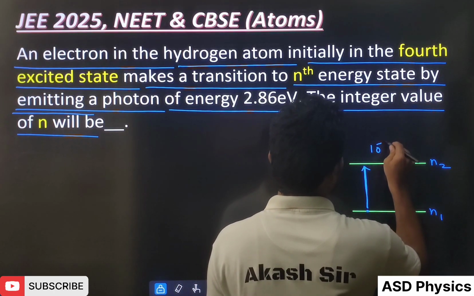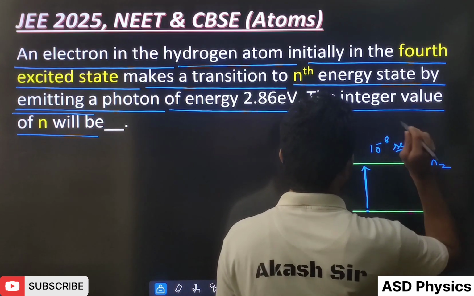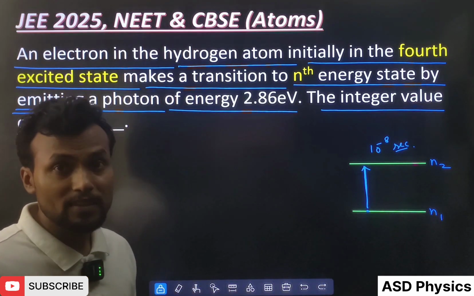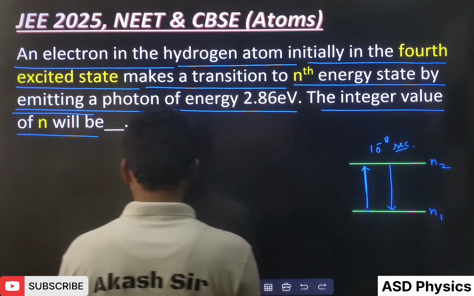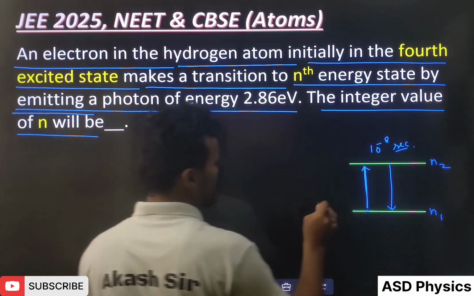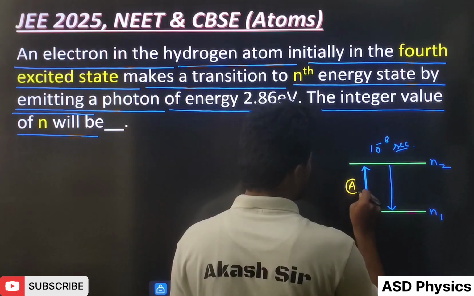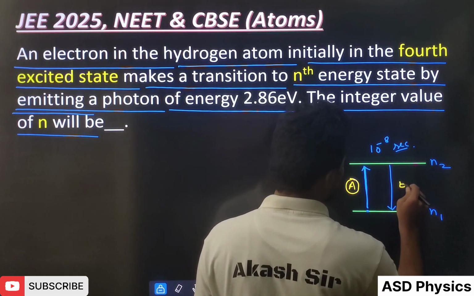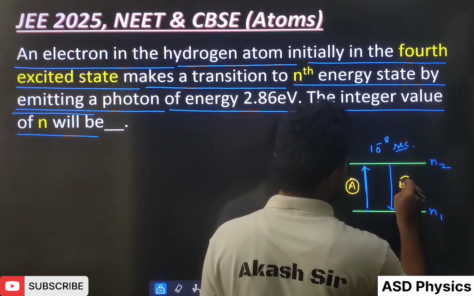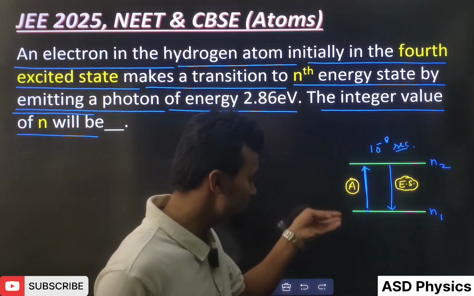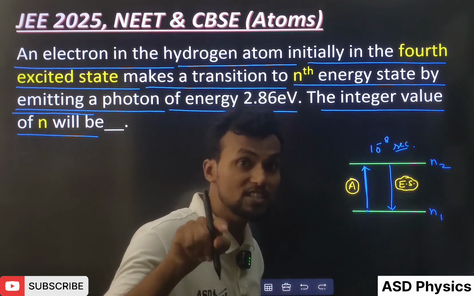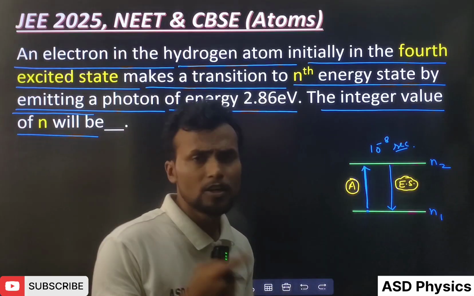It stays there for how much time? 10 to the power minus 8 seconds, and after that it comes back. In this situation, this is the part of the absorption spectrum and this is the part of the emission spectrum. Absorption spectrum means low energy state to high energy state, and emission spectrum means high energy state to low energy state.